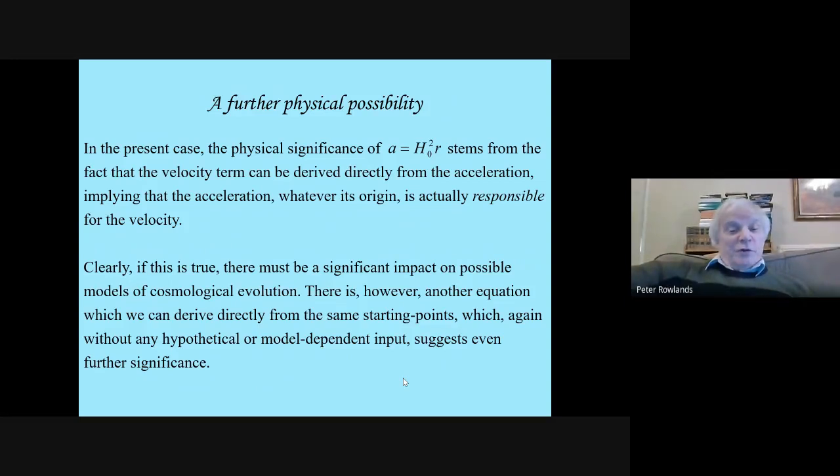Now, if this is true, then we have to look at our models of cosmological evolution. We can't just assume it's just an additional extra. It's an important factor in it. And there's another equation which we can derive directly from the same starting points, and again without any hypothetical or model-dependent input, which suggests even further significance.